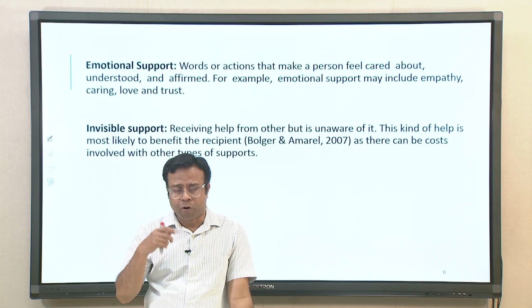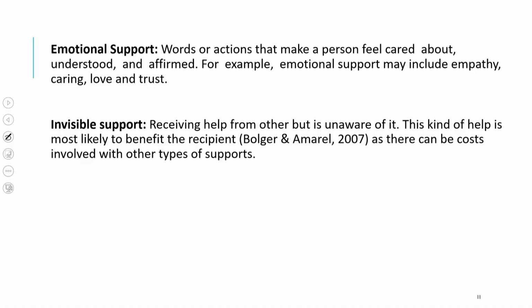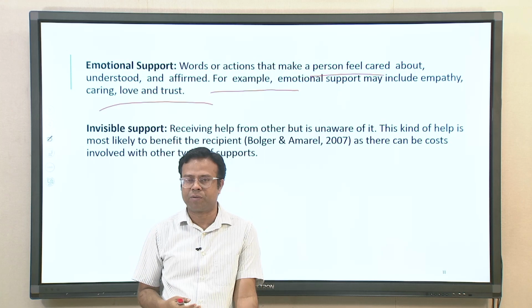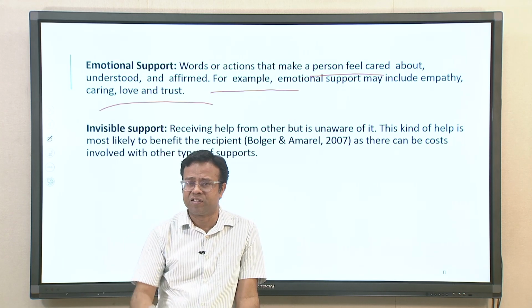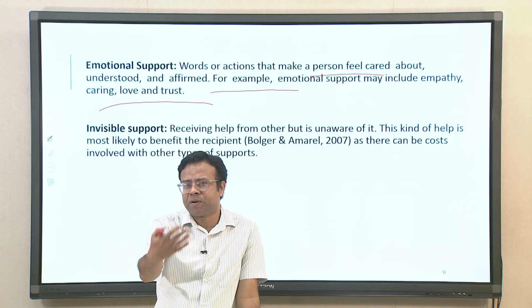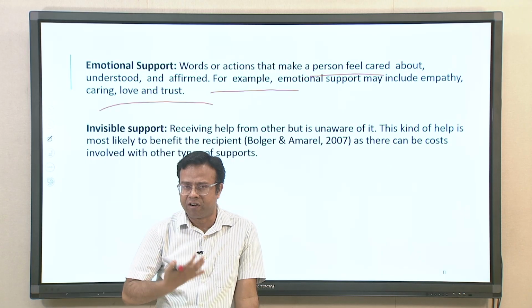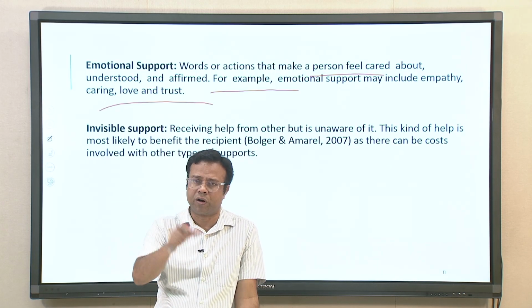Another very prominent support, which plays a very important role in our life, is called emotional support. Basically, it is words or actions that make a person feel cared about, understood and affirmed. Emotional support may include empathy, caring, love and trust. Whenever someone faces a difficult situation, someone may give emotional support by listening to them and understanding their situation, to make the other person feel cared for, understood, affirmed and validated. Those are called emotional support.